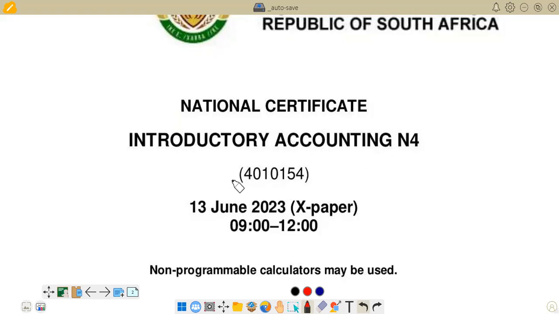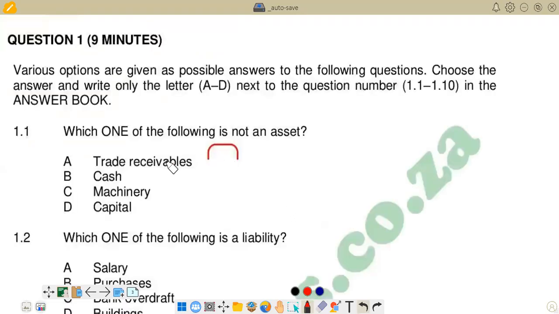Today we want to look at the question paper of June 2023. And on that question paper, we are going to look at questions 1 to 3. So this is what we have in terms of the questions. On the first part, we are going to look at multiple choice, and the question is question 1.